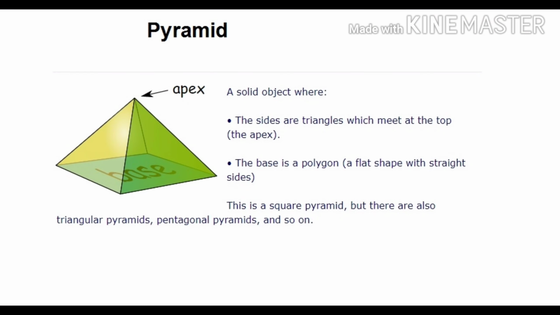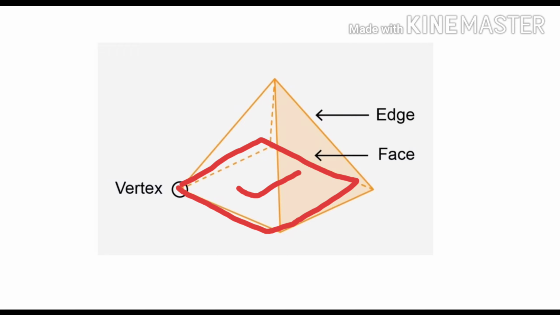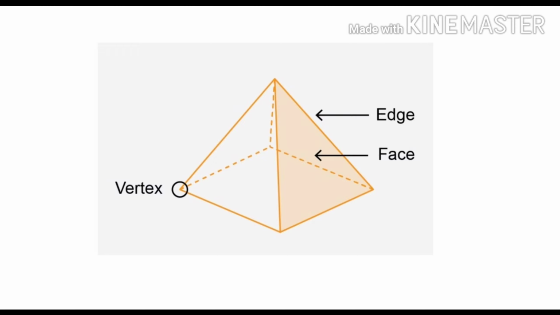Now come to the next, that is pyramid. It is a solid object where the sides are triangles which meet at the top, and the base can be a polygon like triangle, square, rectangle, anything. In this picture the shape is a square pyramid, but there are also triangular pyramid, pentagonal pyramid, and so on. First let's see the square pyramid. In a square pyramid the base will be a square.